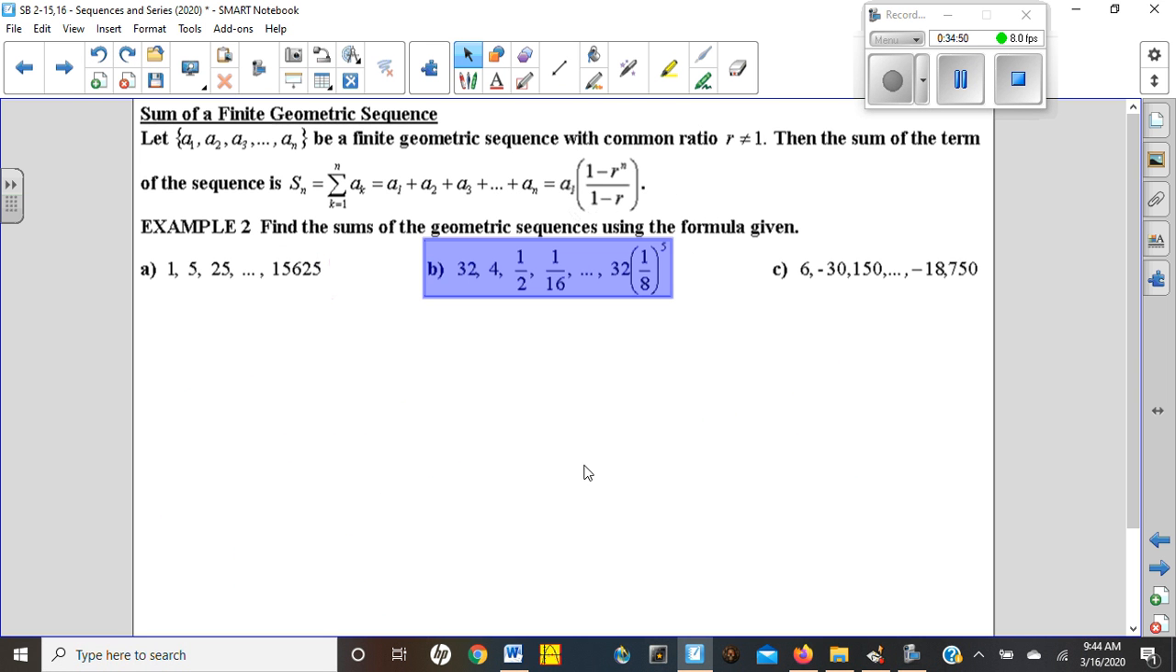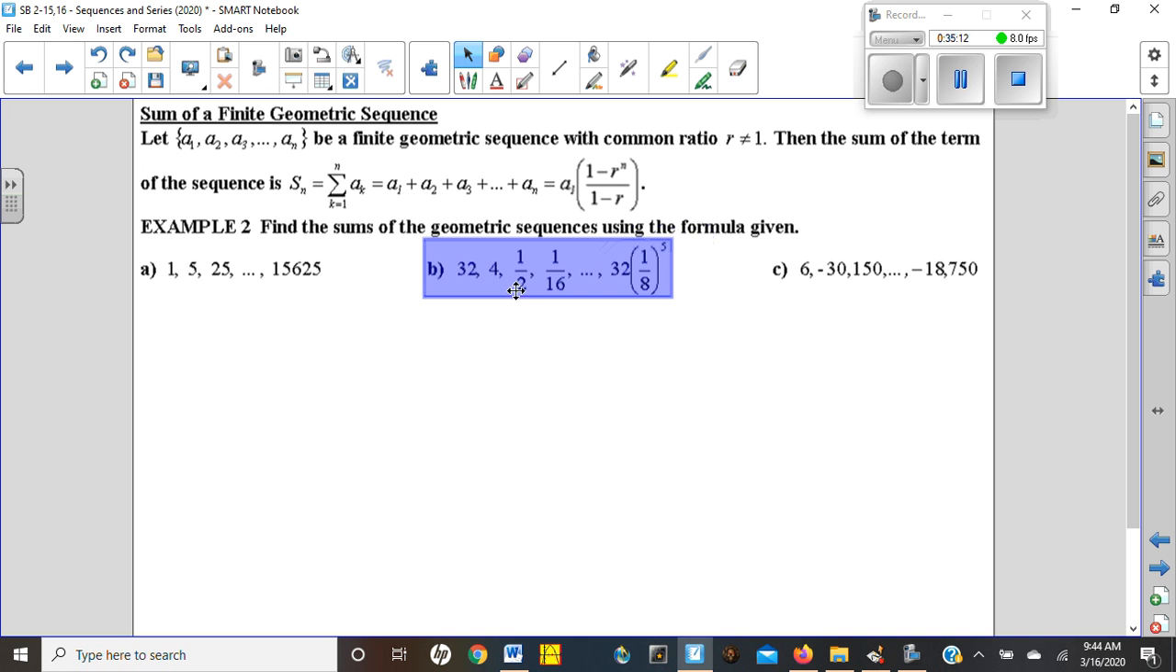All right, this next one looks a little bit intimidating, but they actually give you pretty much the basis of the formula right here. It's kind of included in the process. Now, if we look, what happens from 32 to 4, it looks like we divided by 8.